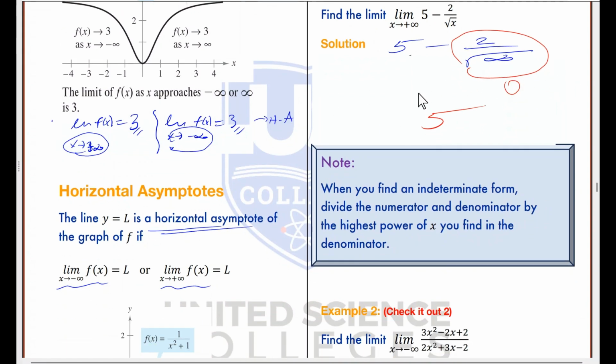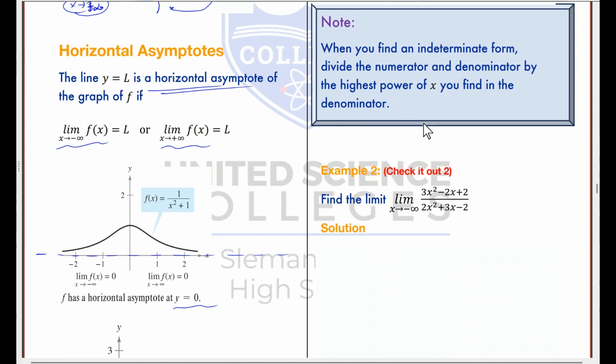What if the question asks about the horizontal asymptote? In this case, we would say y equals 5 is the horizontal asymptote. Another note that will help us to solve questions easily: when you find an indeterminate form, 0 over 0 or infinity over infinity, then divide the numerator and denominator by the highest power of x you find in the denominator.